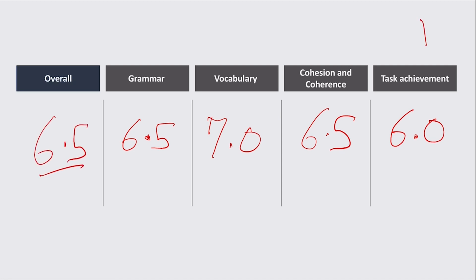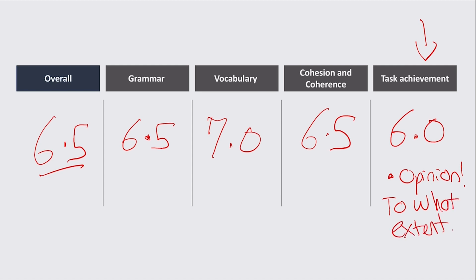One thing I would really tell them to do for their task achievement is give me your opinion, especially in a "to what extent" question. They want you to argue. They want you to give your opinion. And then just check out those grammar mistakes that I picked you up on before.